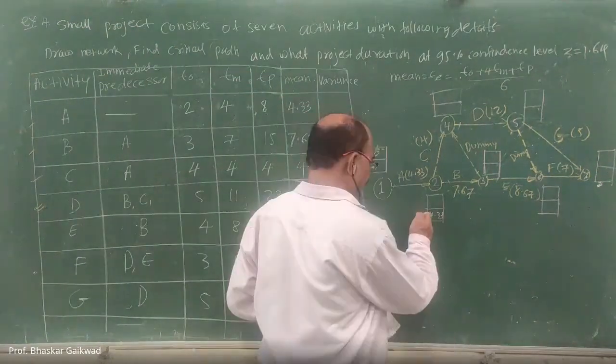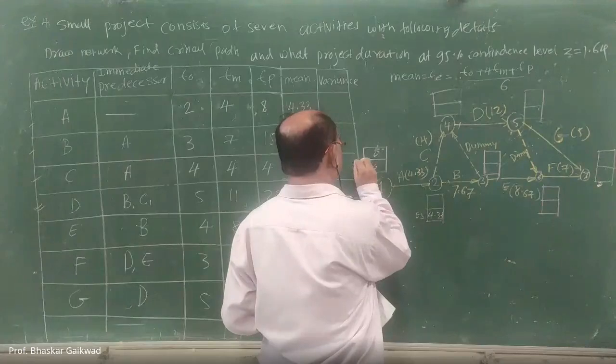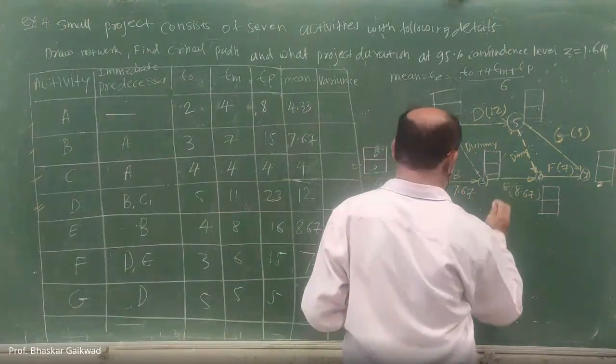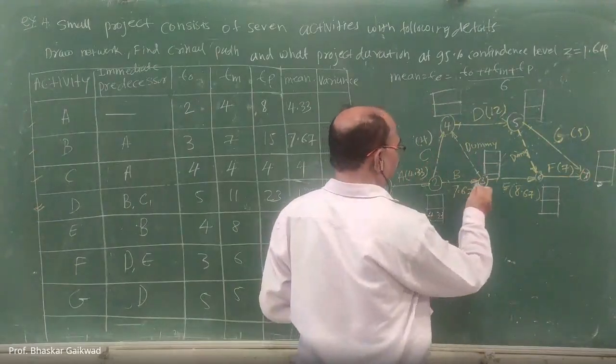So here it is ES. This is ES for all activities: earliest time plus durations. How much here? 12.